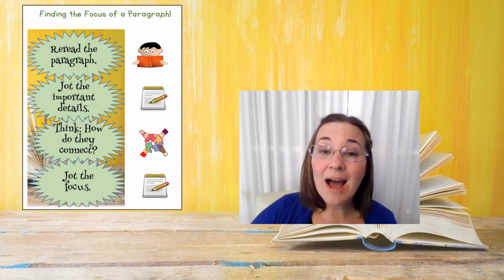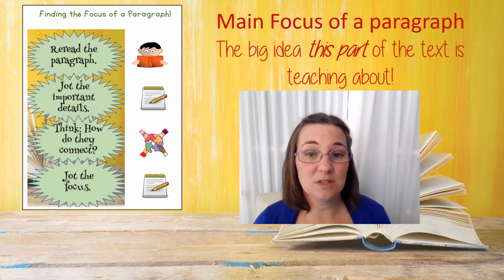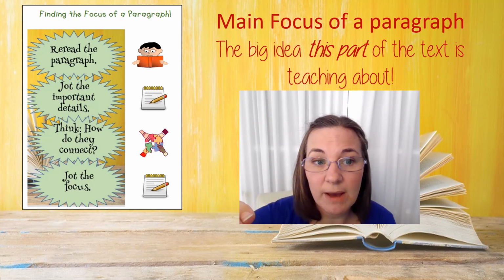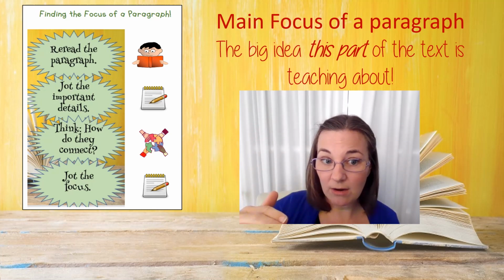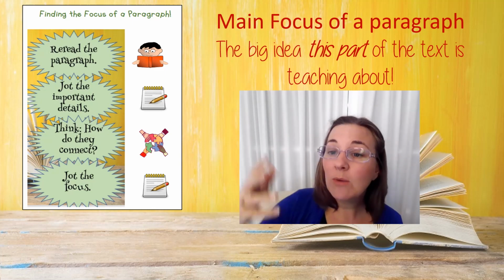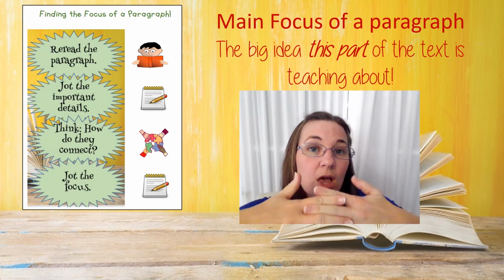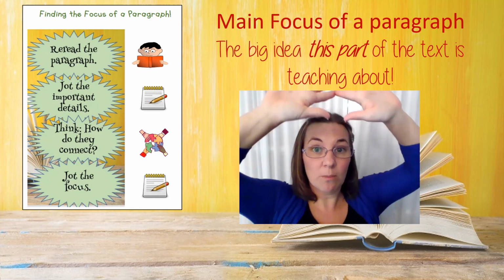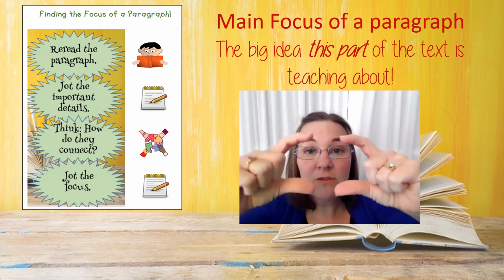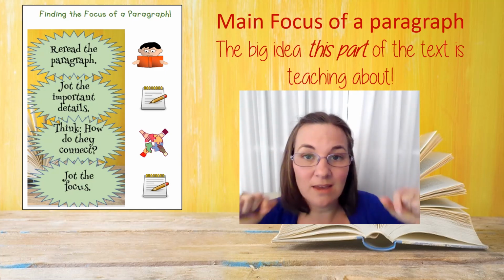Then we learned about how to find the focus of a paragraph. We learned that the main focus of a paragraph was the big idea that this part of the text was teaching about. We reread the paragraph, we jotted the important ideas of that paragraph, and we thought about how those ideas connected to jot the focus. So the main topic was the big idea the whole article was talking about, and the main focus was what part of that topic this section was talking about.